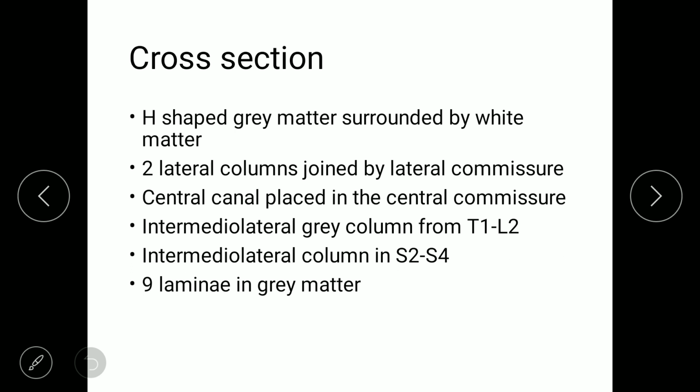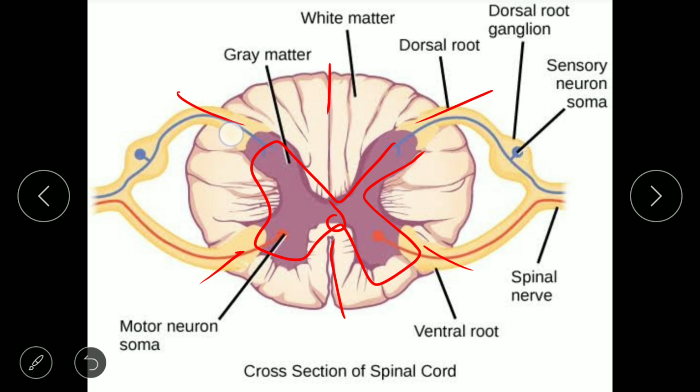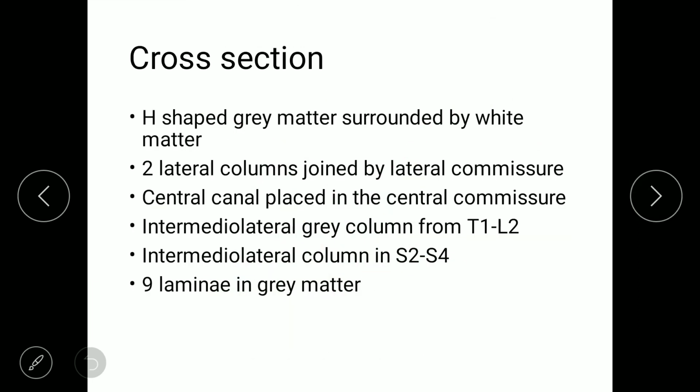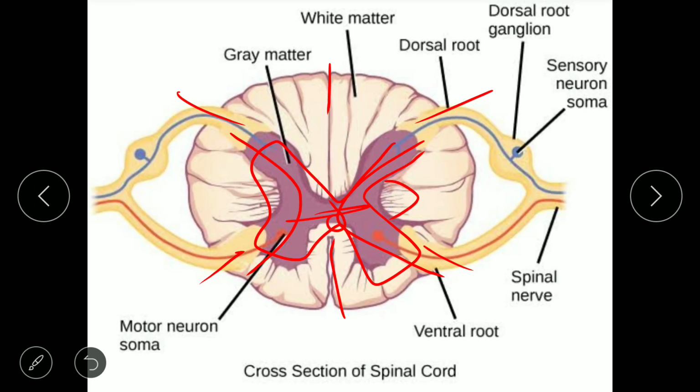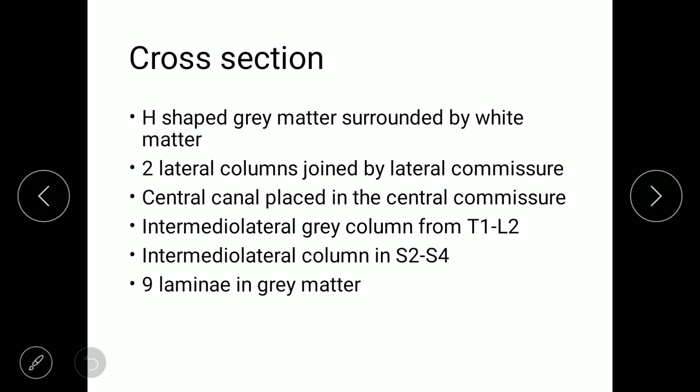The 2 lateral columns are joined by the commissure. So this is one lateral column and this is one lateral column. These are joined by a commissure. The central canal is placed in the central commissure. Apart from this, there will be an extra projection here, which is called the intermediate lateral gray column, which is usually seen between T1 to L2, corresponding to the sympathetic outflow. And a similar type of projection will be seen in S2 to S4, corresponding to the parasympathetic outflow.